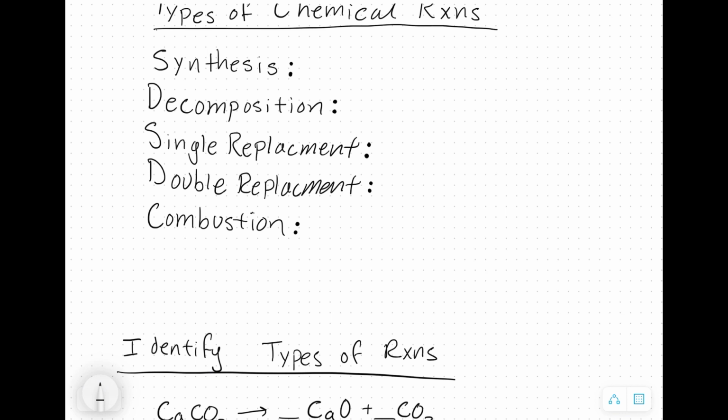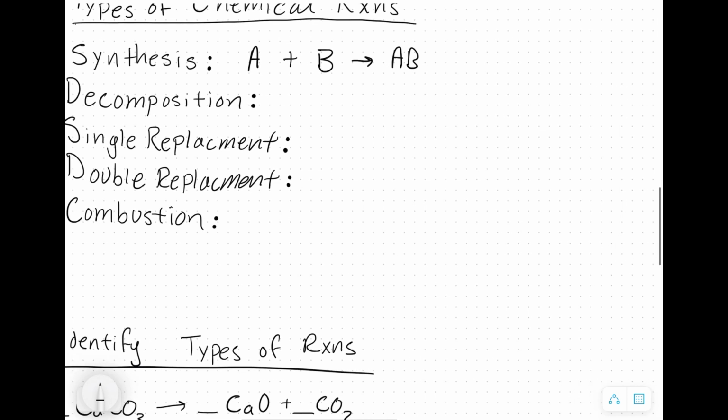Essentially, all you have for a synthesis reaction is you have 2 different elements. So we can say element A and then element B. And if I combine or react those 2 different elements, I'm going to form a new compound that's just made up of those 2 different elements, like element AB.